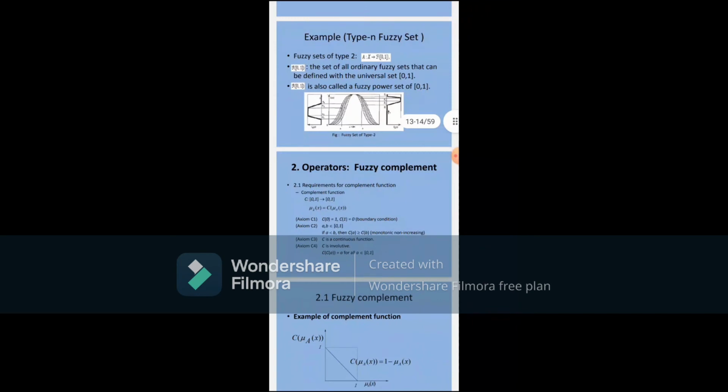Operators: fuzzy complement. Requirement for complement function: complement functions C from [0,1] to [0,1]. Axiom C1: C(0) is equal to 1, C(1) is equal to 0, the boundary condition. Axiom C2: for a, b in [0,1], if a is greater than b, then C(a) is less than or equal to C(b). Monotonic non-increasing.